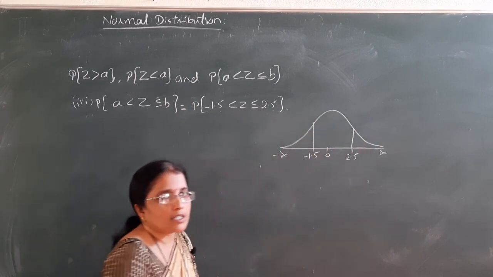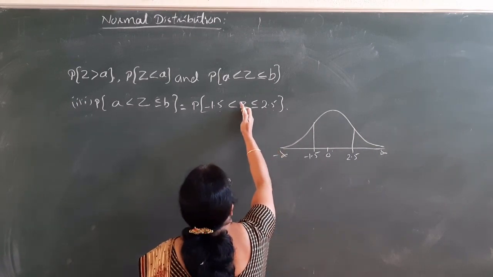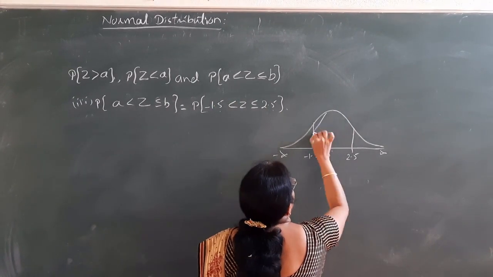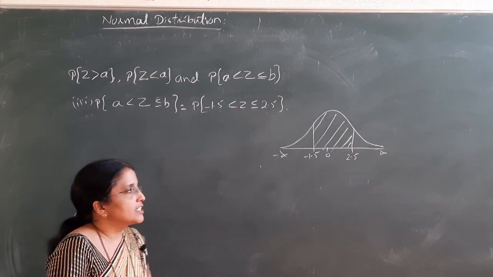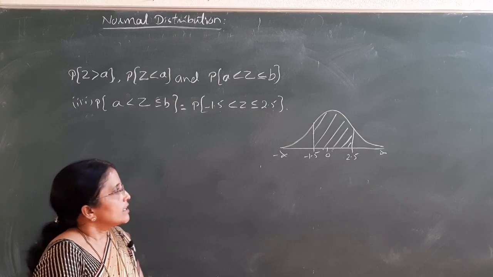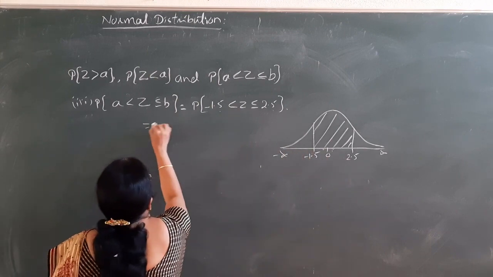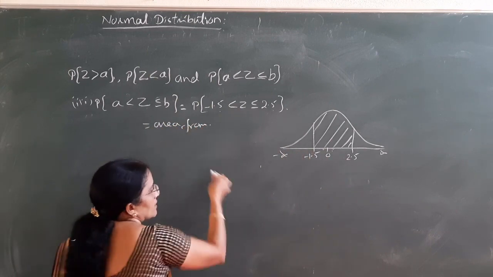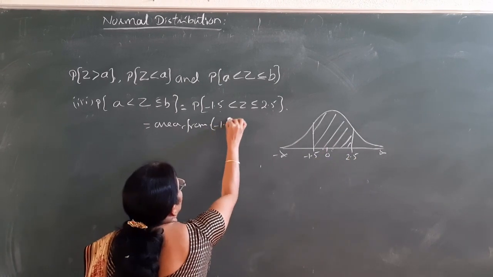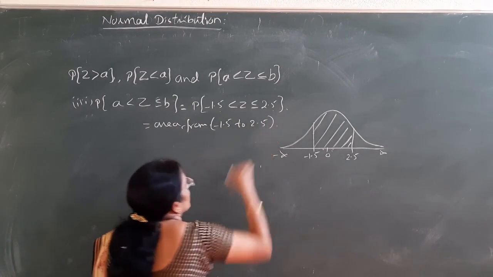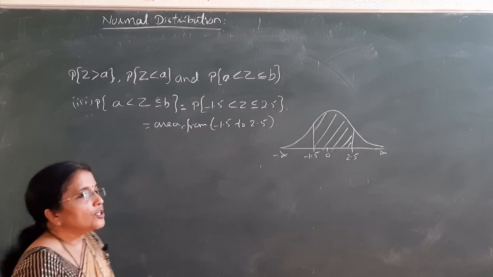Next, draw perpendiculars at those specific values. Next, shade the required region. Z lies between, so between, this is the required region. Between means the middle region of those two specified values is required. Now what is the probability of z lies between those two values? It is nothing but the area from the left end of that region to the right end of that region. The left end is minus 1.5 and the right end is 2.5, right? So those are the extremes. The area from minus 1.5 to 2.5.